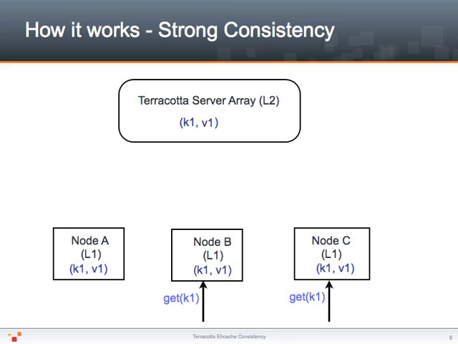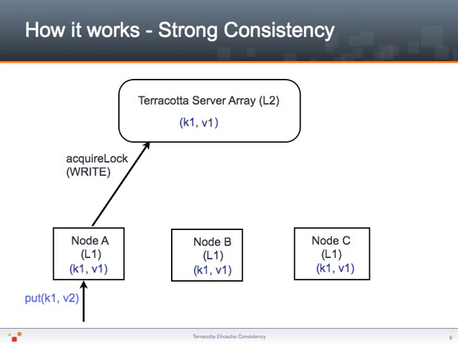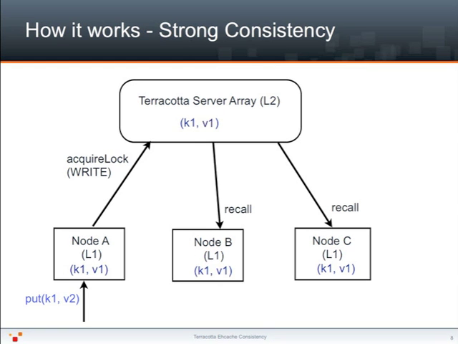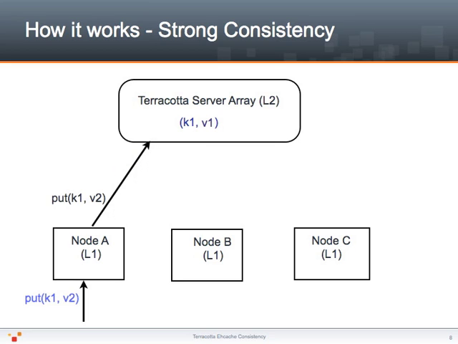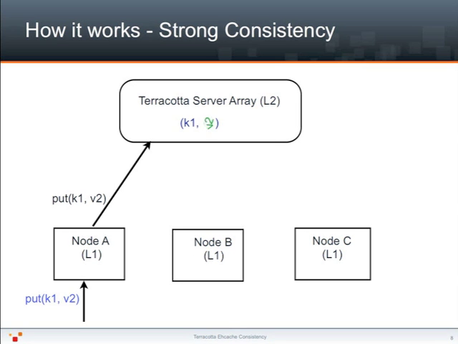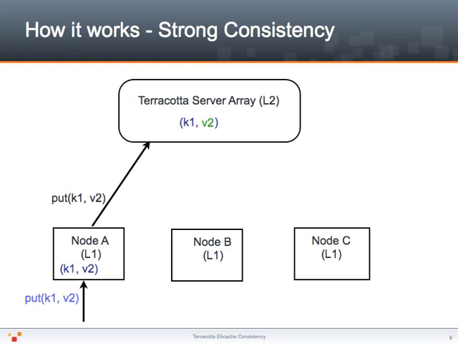Now let's say node A updates the value to V2 by putting K1 V2. And since it's a write operation, it's going to ask the L2 for a write lock for the same key again. The L2 is then going to recall the read locks granted to nodes B and C. But since the recall is because of a write level lock request, all the L1s are going to clear their local cache of the corresponding key. The L2 then grants a write lock to node A, which in turn goes ahead with the put. The L2 now has the updated value of K1 V2.